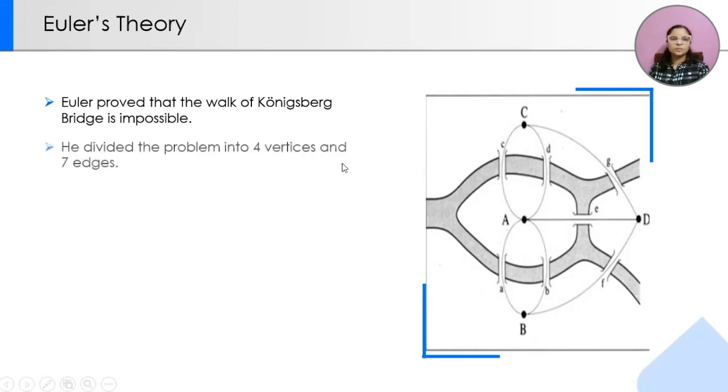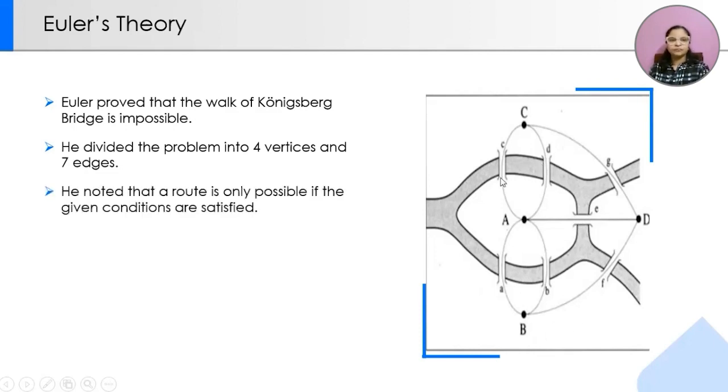For solving this problem, he divided the problem into 4 vertices and 7 edges. As you can see, A, B, C, D are the 4 vertices and the edges are the 7 bridges which connect the 4 vertices. The bridges have been converted into edges and the land masses have been converted into vertices. The edges are connecting the vertices. He noted that a route is only possible if the given conditions are satisfied. In the end, he gave the theory that this problem can only be solved if the following conditions given by Euler were satisfied. Now, what were those conditions exactly?